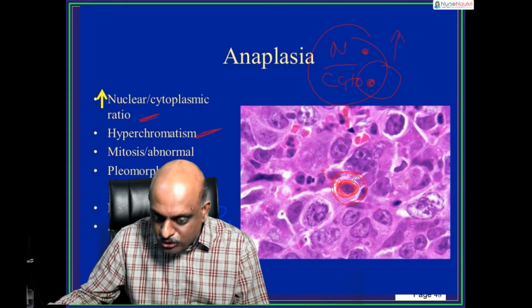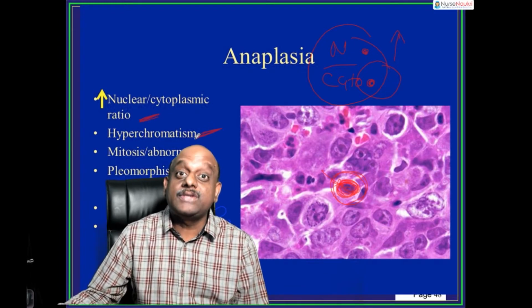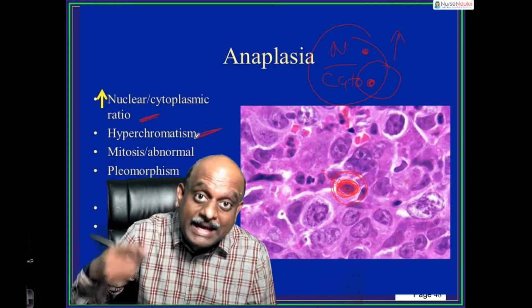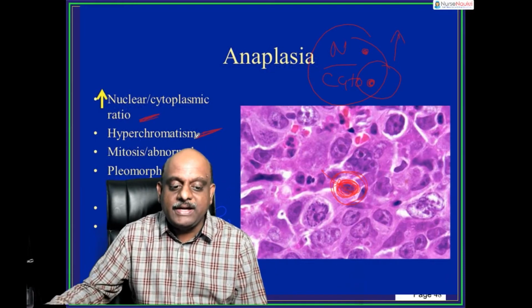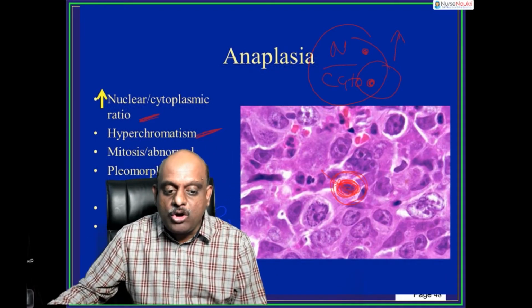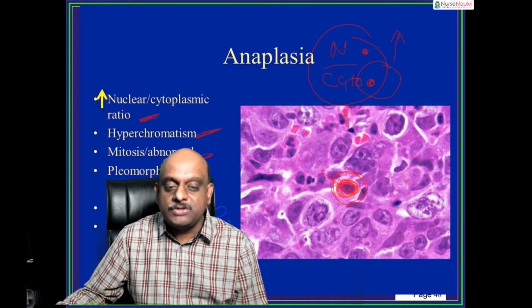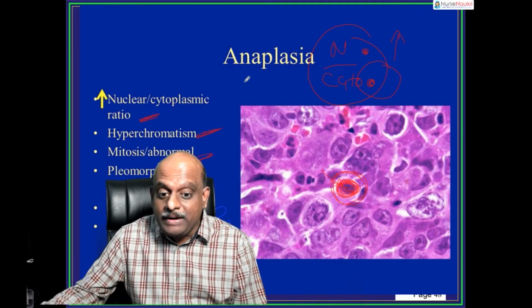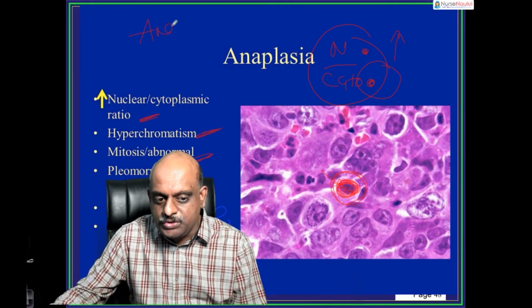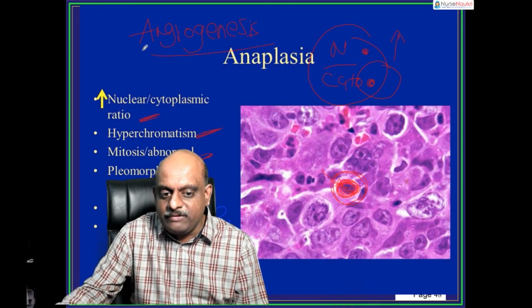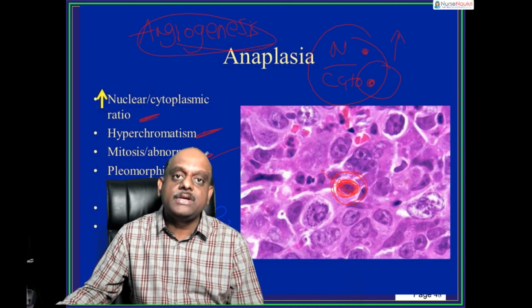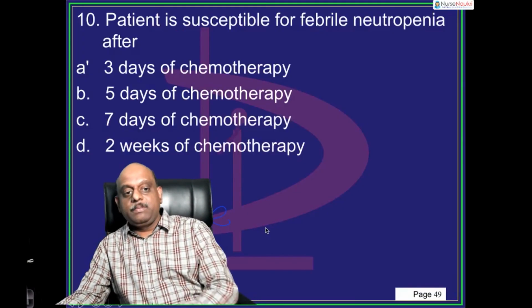Hyperchromatism, where the nucleus becomes more darker, is a sign of anaplasia. That means it is going to become a cancerous cell. It is getting undifferentiated from a differentiated state. Then pleomorphism, abnormal mitosis, and new blood vessels, that's called angiogenesis. When new blood vessels develop, that is what you should basically remember about anaplasia.